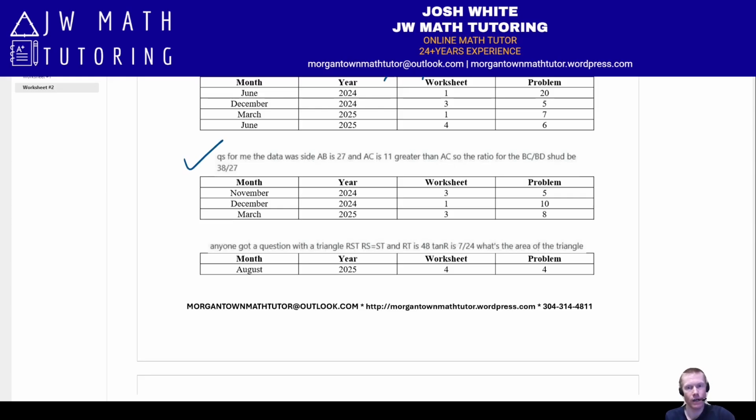All right, there was another triangle question, not a right triangle, but just a general isosceles triangle. Two sides were equal. You're told what the base of the triangle is, and you're told that the tan of one of these angles is whatever fraction. What's the area of the triangle? If you had this, check out August 2025, worksheet number 4, problem number 4.